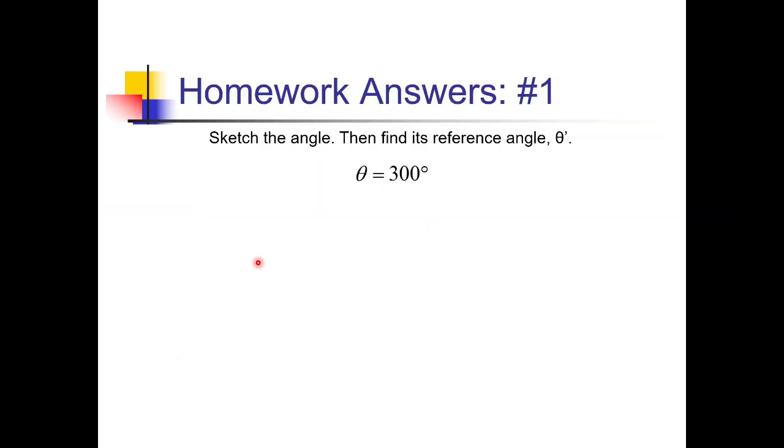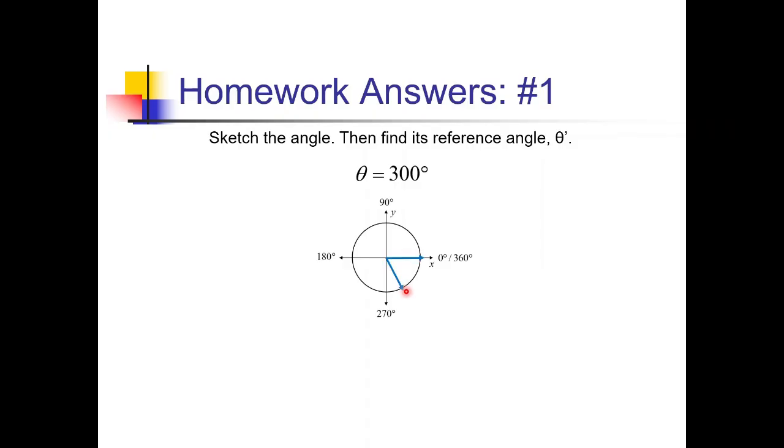For the first couple problems, we are being asked to sketch an angle and find the reference angle, which we're calling theta prime. So let's look at 300 degrees here. This is already in degrees and in standard position. It's between 0 and 360, so I can graph this right away. 300 is somewhere between 270 and 360, probably closer to the 270 end here.